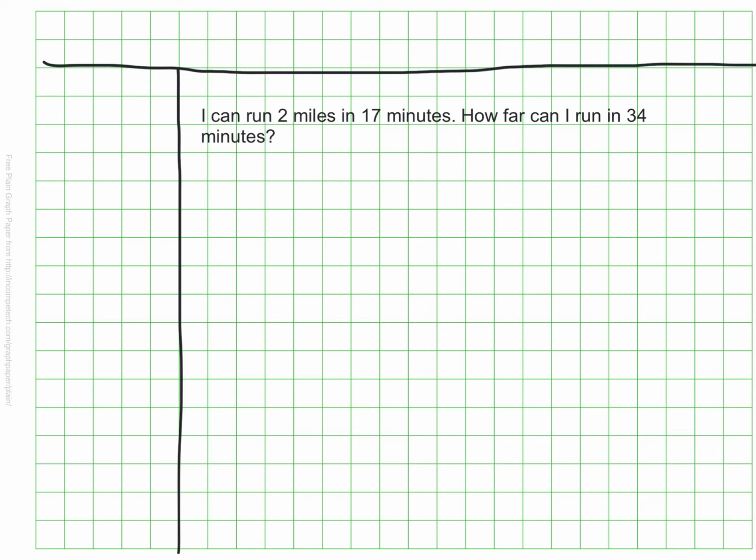Let's take a look at this rate question, something we've seen before, and just see what this would look like with proportions. We know lots of ways to solve this problem. I can run 2 miles in 17 minutes. How far can I run in 34 minutes? If we want to do this with proportions, we simply write the ratio or rate as a fraction. So I can do 2 miles in 17 minutes, and I want to know how far I can run in 34 minutes.